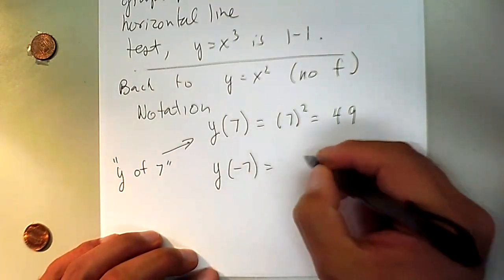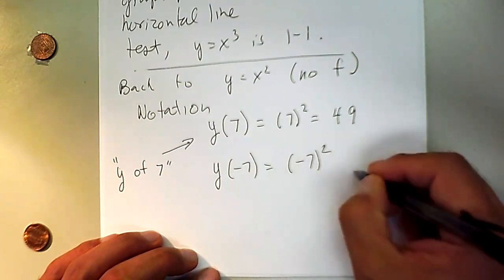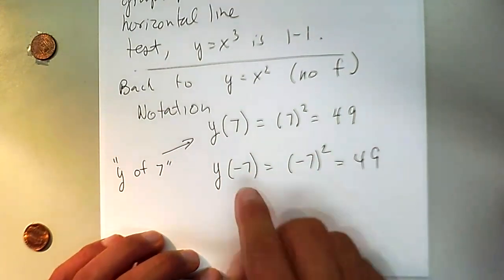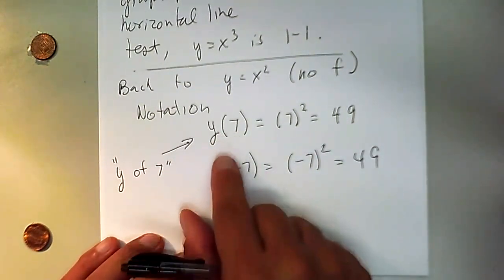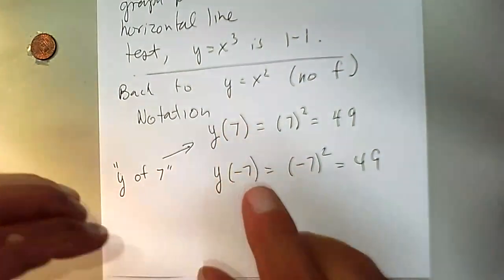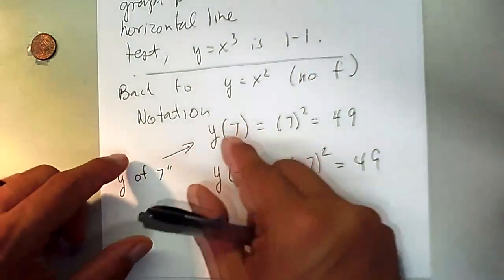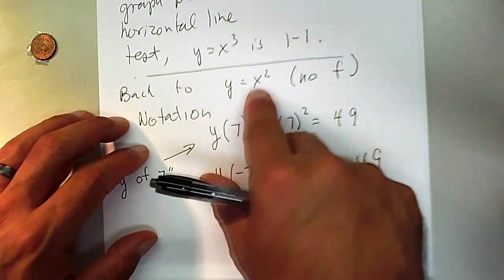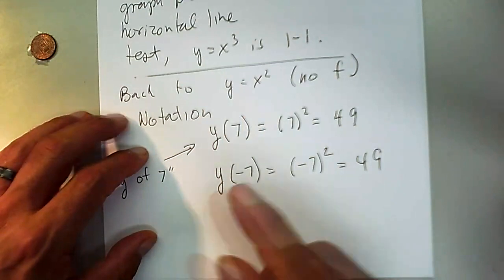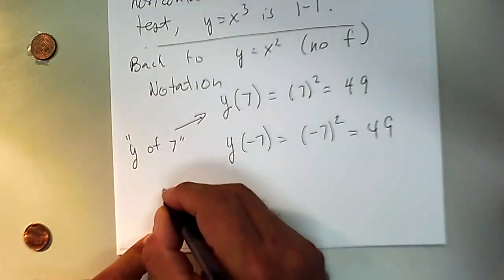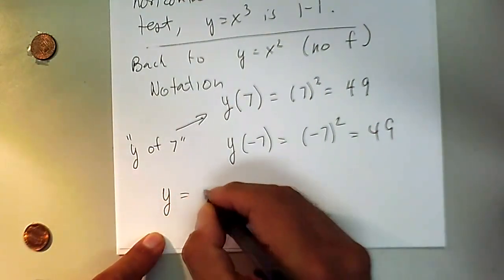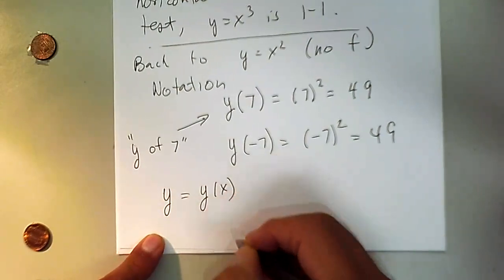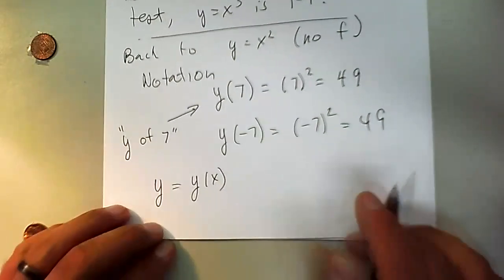Y of -7 is -7 squared, which is 49. So please do not get confused. When we write this down and we have a function, we do not mean y times 7. That has nothing to do with this. This just means plug in 7 for the input. So I guess another way to say this is that y is the same thing as y of x.